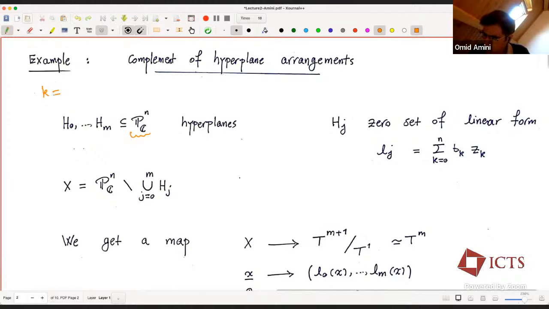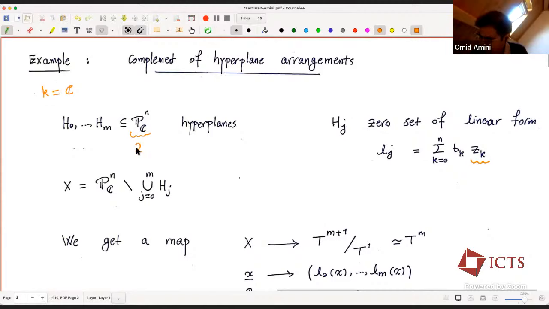And this is the projective space over complex numbers. You take a collection of hyperplanes, H0, H1, up to Hn, and these Hjs are hyperplanes. It means that they are given by zero sets of linear forms. So these linear forms are of the form a linear combination of coordinates. These are the coordinates of this projective space.